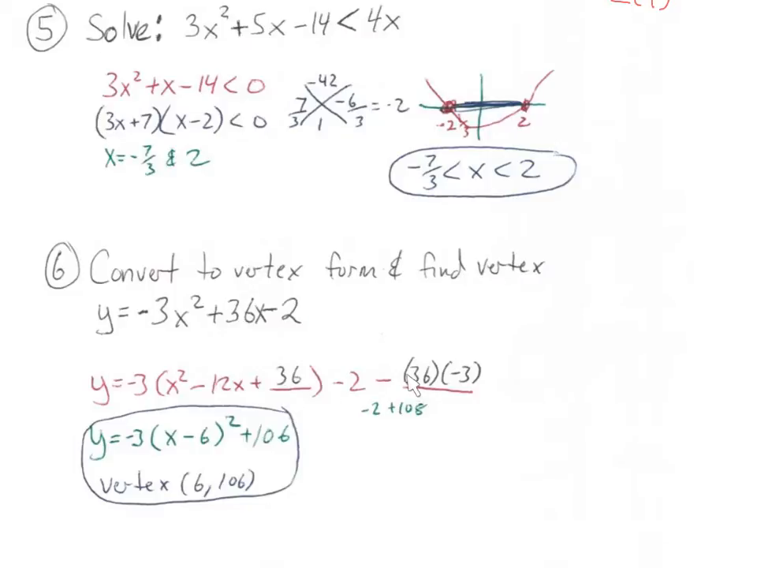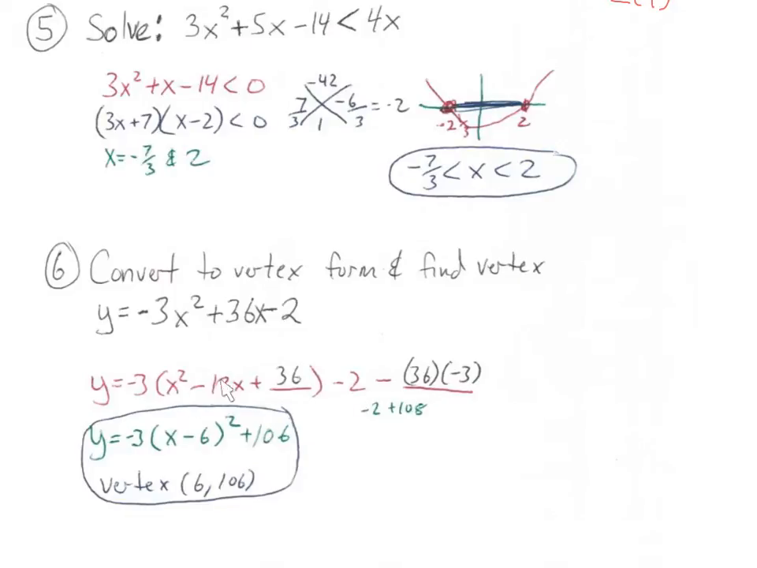Now, why are we here at 36 times negative 3? Well, that's really 36 times negative 3. So you're adding 36 times negative 3 in the front, so you have to subtract 36 times negative 3 on the back. When you multiply these two and the negative, and then you subtract them, that becomes an add 108, which leaves you with negative 2 and 108 is 106.